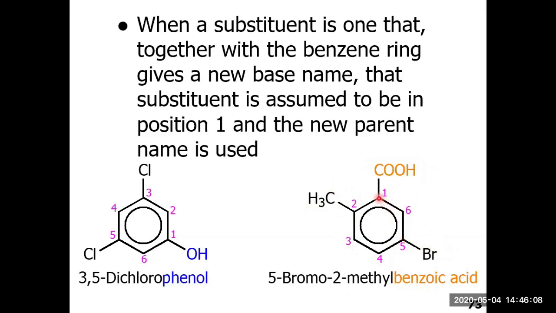So the numbering will start from this carbon. We have 1, 2, 3, 4, and 5. And the final name will be 5-bromo-2-methylbenzoic acid. In writing the final name, you have to remember again that the substituents are listed in alphabetical order.